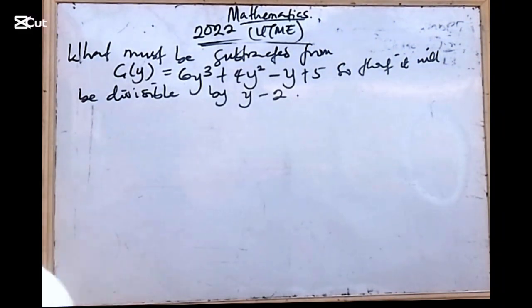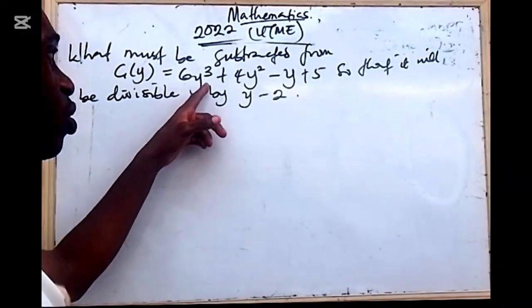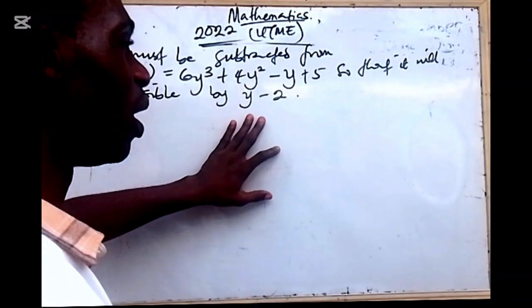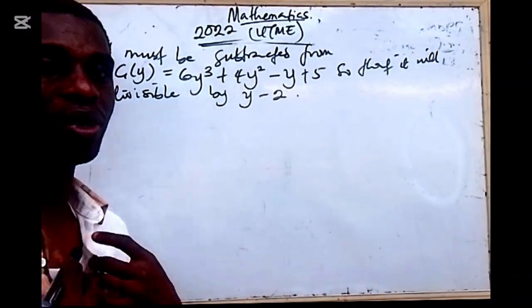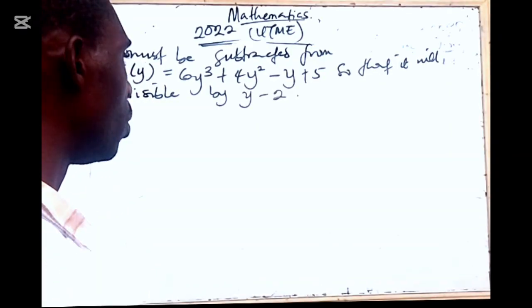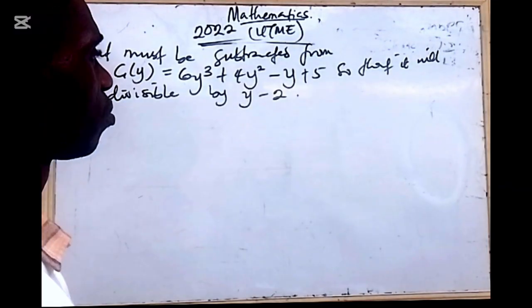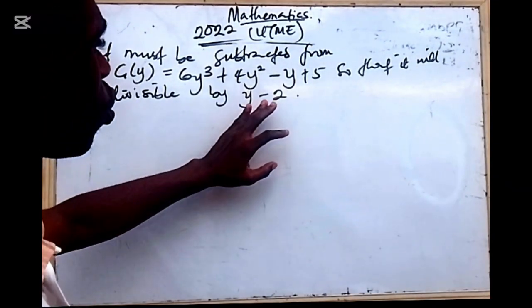Look at this question now. We want to solve this question. What must be subtracted from this number so that it will be divisible by this? There's something we call the remainder theorem. This remainder theorem is saying that we use this one to divide this.